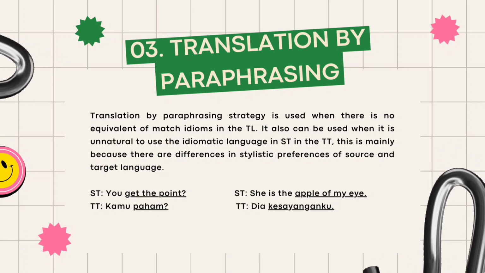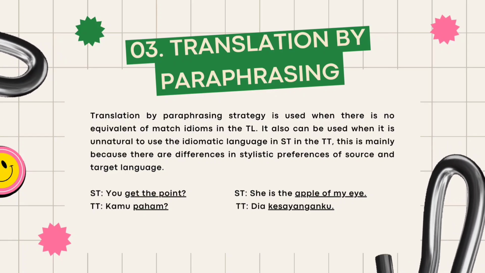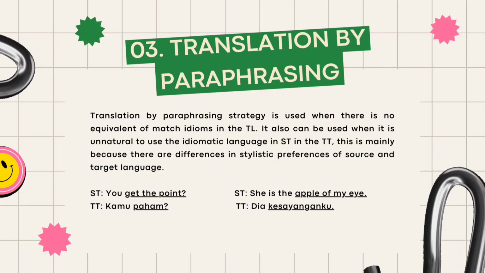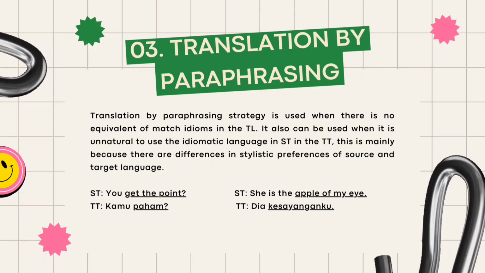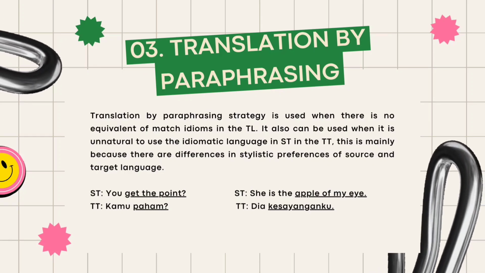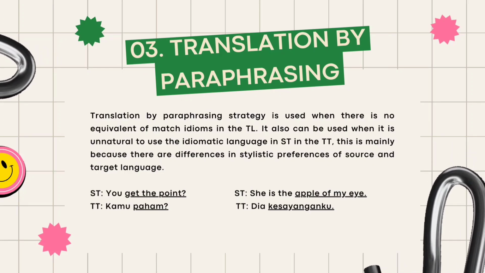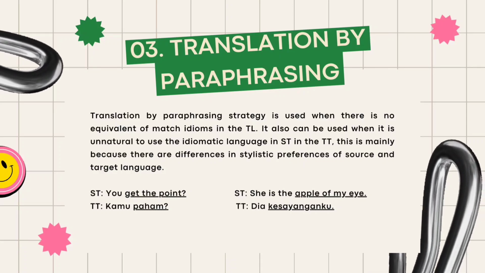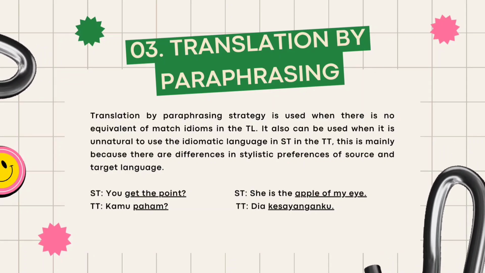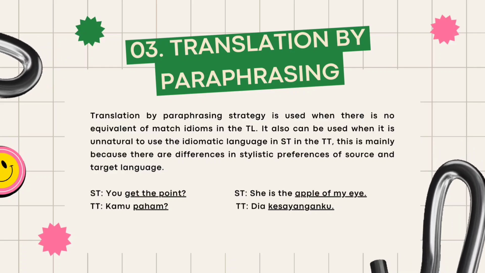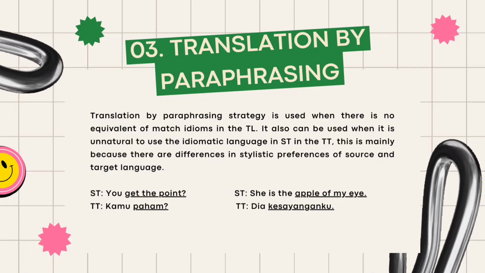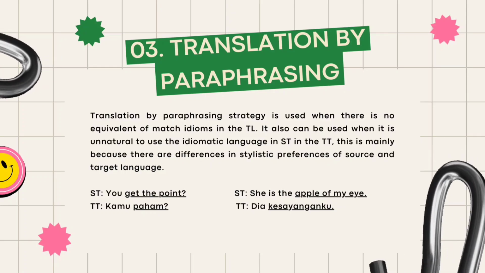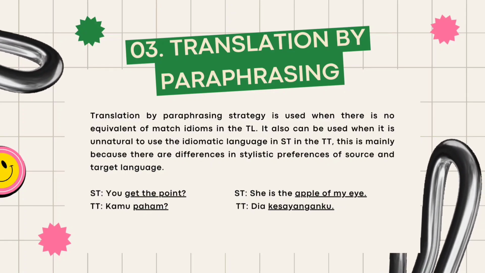The second example is "She is the apple of my eye." The source text is in English and then translated into "Dia adalah kesayanganku," where the target text is in Indonesian. The idiom "apple of my eye" in the source text means a cherished person or someone very precious to another, and there is no equivalent idiom to use in the target text, so it is simply translated as "kesayanganku," which has the same meaning as the idiom in the source text.